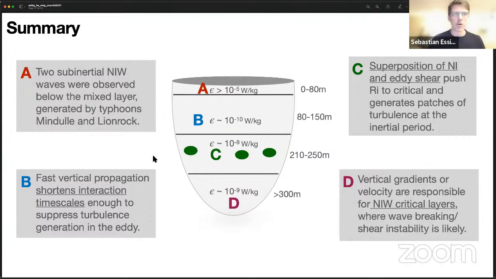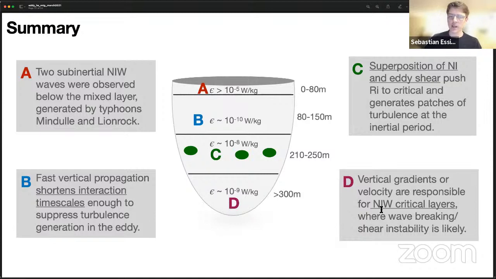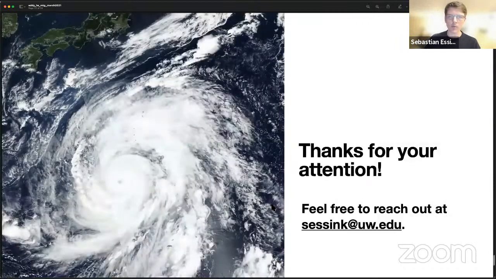Okay, then to summarize, we saw two independent near inertial waves that were generated by two typhoons. The fast propagation probably inhibits interaction with other waves or the eddy, so that there's a very low dissipation region at mid depth. The superposition of near inertial and eddy shear tends to push Richardson numbers to critical. And so we saw these patches at the inertial period where dissipation rates were 10 to the minus 8. And then just below that, the vertical gradients in velocity or vorticity are likely responsible to create critical layers.